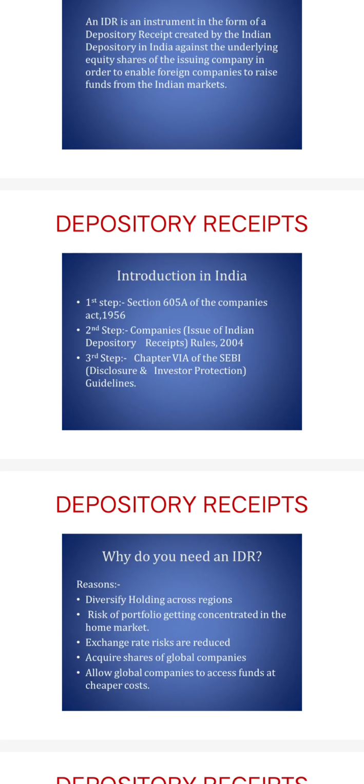How was the depository receipt introduced in India? Section 605A of the Companies Act 1956. This is the first step. The second step is companies issue Indian Depository Receipts. The third is Chapter VI-A of the SEBI regulations.